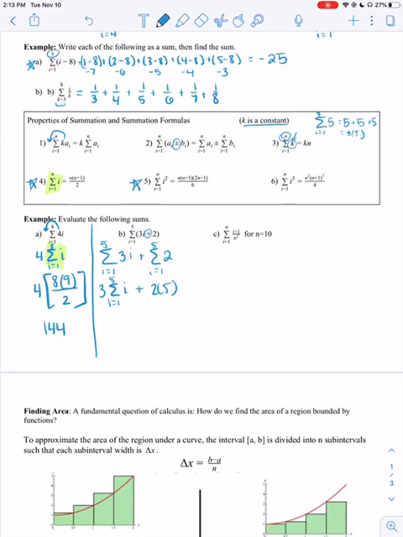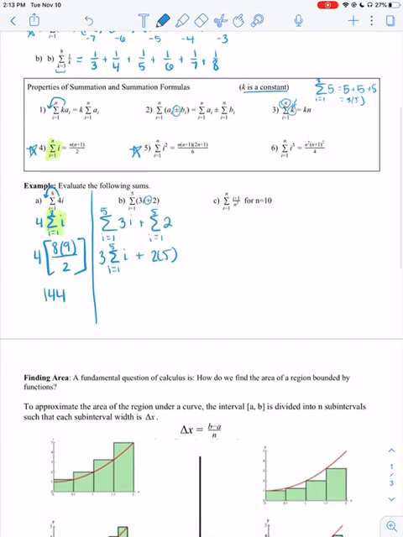That's from property 3. And then for this first term here, we're using formula 4 again. So we're going to have a 3 out front, and then we're going to have 5 times 6 over 2, plus 10. And let's see, 5 times 6 is 30. 30 divided by 2 is 15. 15 times 3 is 45, plus 10 is 55. So that's what we get for that one.